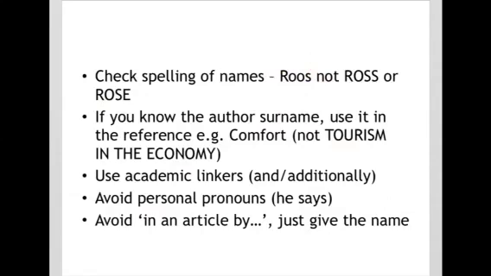If you know the name of the author, if you're using the APA referencing system, you should use the name of the author. And in this case, we do know, for example, the author's surname is Comfort. Therefore, you will not write the name of the article because we know the name of the author. The surname is Comfort.